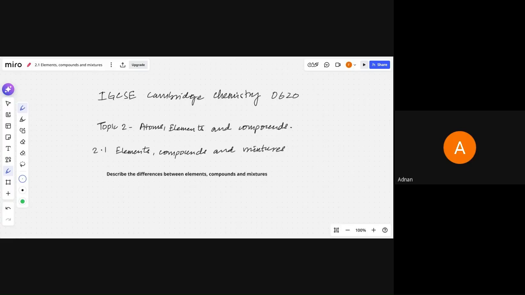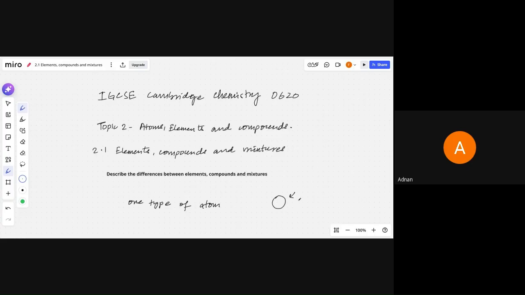Okay, so how do we define an element? An element is a substance that is made from one type of atom, right? So let's say a ring made out of pure gold. All the atoms of an element have the same number of protons. So elements can also be defined as particles in which we have the same number of protons.